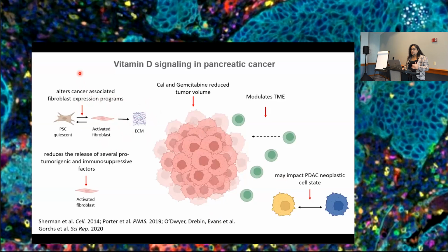So treatment with vitamin D agonism in preclinical studies alters cancer-associated fibroblast expression programs, making these activated fibroblasts go into a quiescent state. In addition, this treatment also reduced the release of several protumorigenic and immunosuppressive factors. Additionally, in cell lines, they observed that the treatment may shift PDAC neoplastic cell states into basal classical. And as you know, these cell states or pancreatic subtyping can have an association with prognosis. Vitamin D can also modulate the tumor microenvironment, increasing the influx of cytotoxic T cells into the intraepithelial compartment. And finally, it can also reduce the tumor volume.